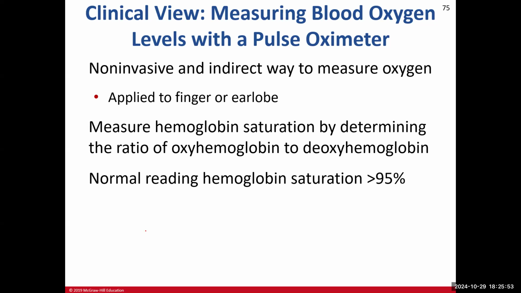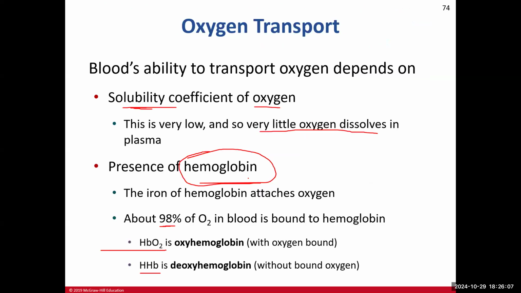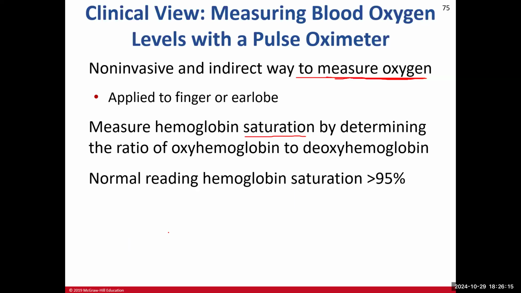So this is going to tell us essentially how much oxygen is going to be floating at a given time in your blood. Okay. So it is our oxygen saturation. And so basically it takes these two values, oxyhemoglobin and deoxyhemoglobin. All right, we set it up as a ratio, and normal readings are anything above 95%.